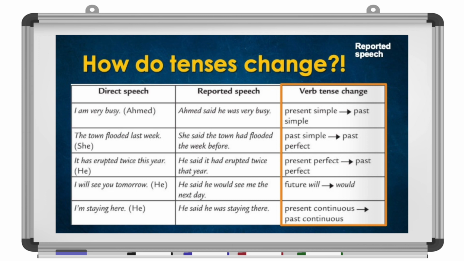The present simple will take one step backward and becomes past simple. The past simple will take one tense older, it will be past perfect. The present perfect will be past perfect as well. Future will change into would. Present continuous will be past continuous. This table is very important. Fold the page and keep it with you all the time.